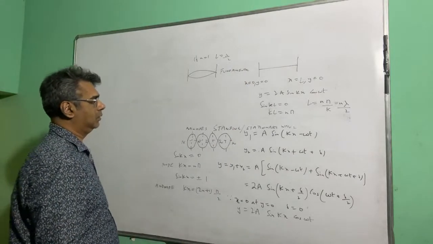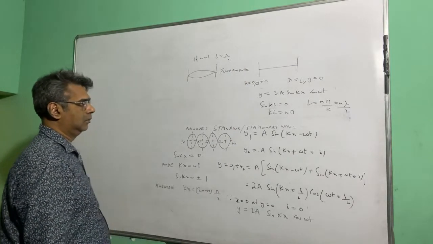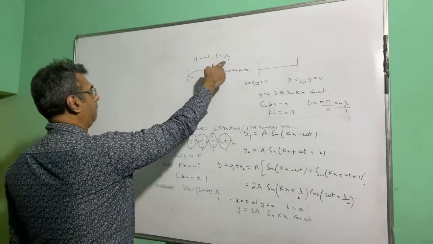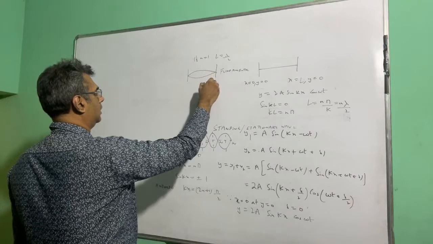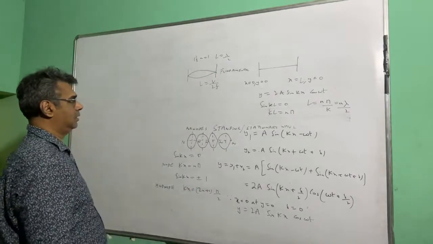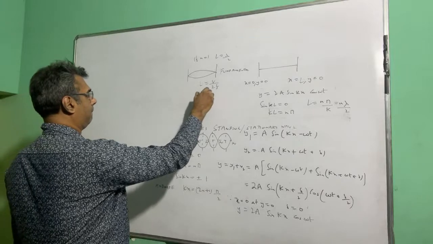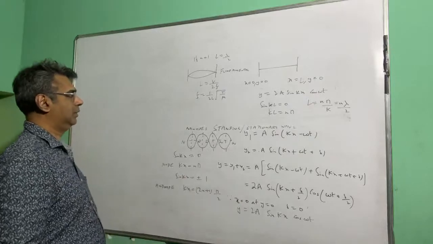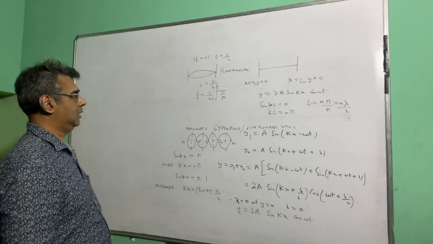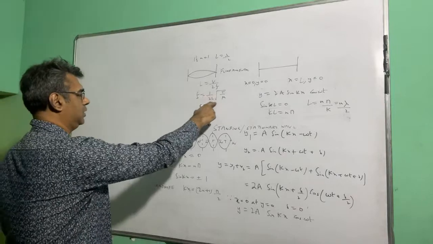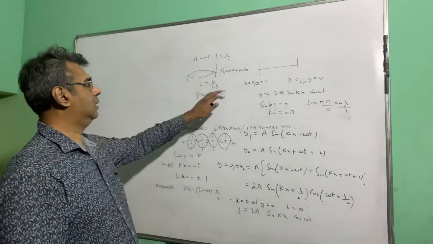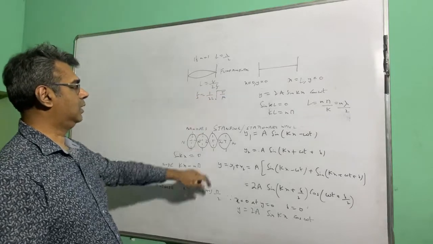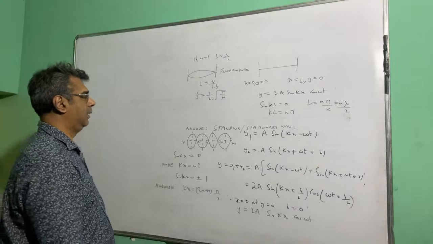So L will be lambda by 2. This is called the fundamental. If you put n equal to 1, L will be lambda by 2. And lambda is velocity by frequency, so frequency is v by 2L. So that is 1 by 2L into root over tension by mu. So the fundamental frequency F is v by 2L, that is 1 by 2L into root over tension by mu. This is the fundamental frequency.